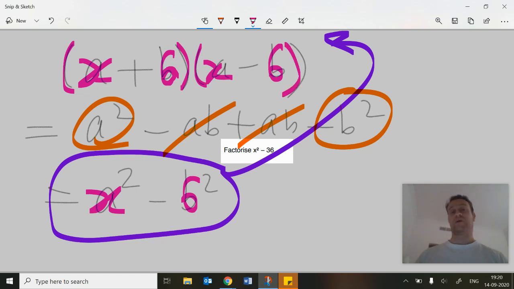And if I multiply that out, I get x times x, and 6 times minus 6 gives me the two terms I want. But I'd also get 6x and minus 6x, and those two terms would cancel.